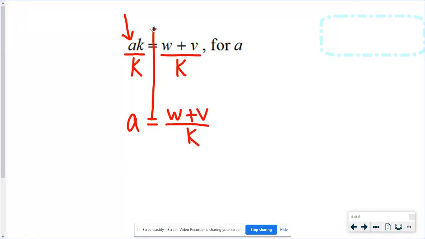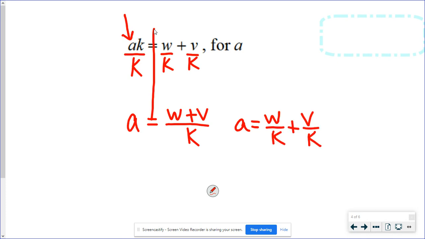Another way to write this would be to divide each part by k. So if I would divide this by k and divide this by k, that answer would be A equals W over K plus V over K. Again, I am okay with either answer. That's the answer that they have for the problems that you'll be seeing today. That's what it's going to be written as. But again, both of those work just fine.